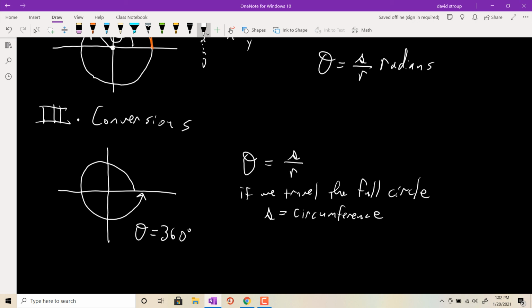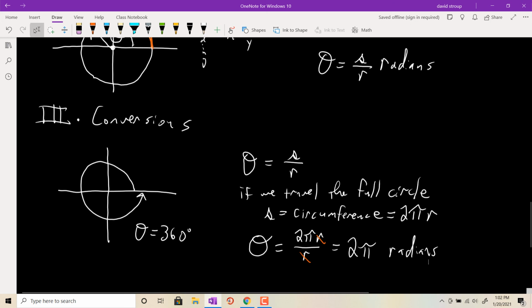And you may remember the circumference formula from geometry is 2 times pi times r. Okay? So in this case, for one full rotation, theta will equal S over R, in other words, 2 pi r over r. And then we allow the r's to cancel, and we have our measurement in radians. Okay, so one full rotation around the circle is 2 pi radians.